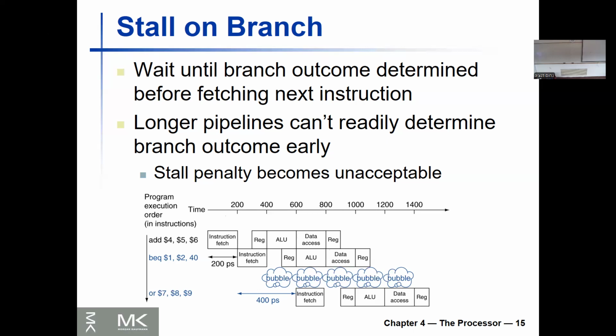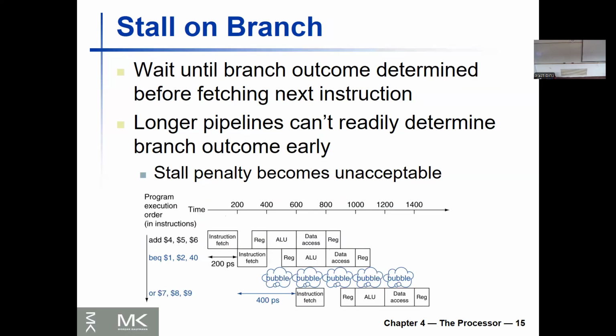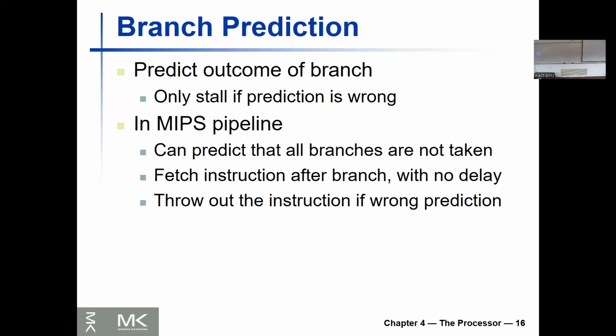We save time, I don't understand how we save time by that. Because we didn't have to put two bubbles in. We only put one bubble. Remember I said that control hazards are the most complicated? Branch prediction.